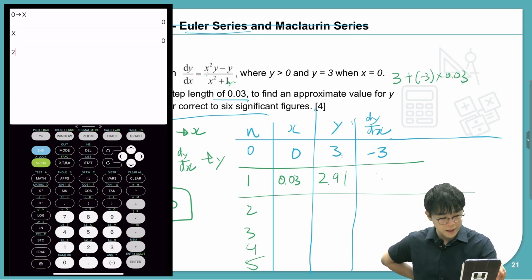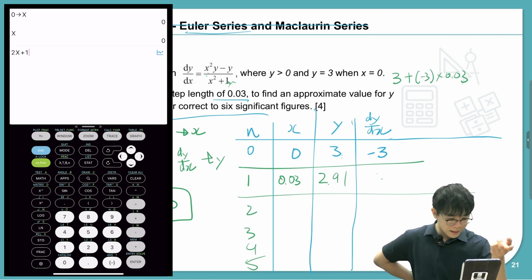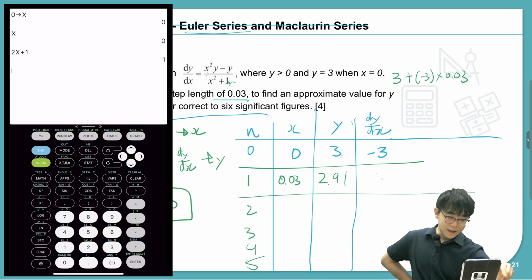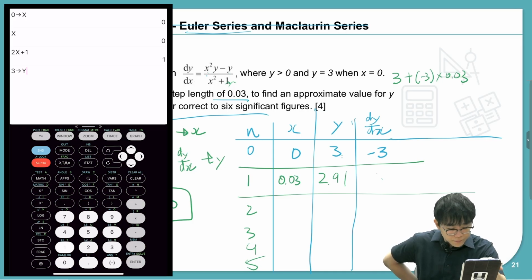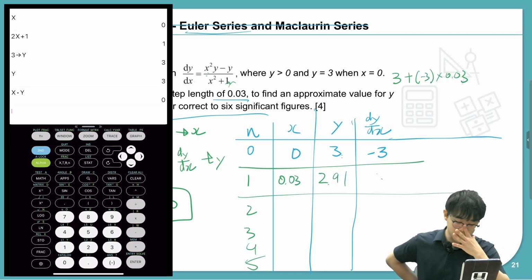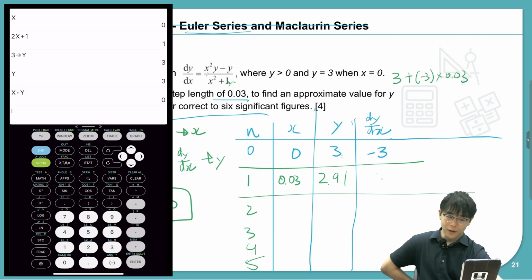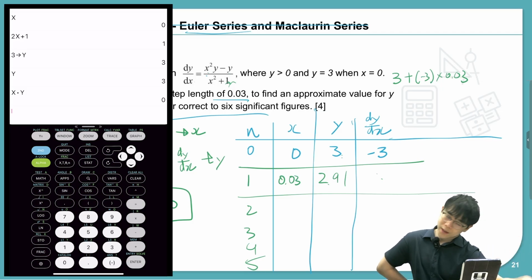So whenever I write x, it's going to know that I'm meaning a 0. So if I write 2x plus 1, right, that means I have 2 times 0 plus 1, so it's going to be a 1, right? And then I can store the value of 3 into my y. So I'm going to write, say, y right here. So whenever I write a y, I'm going to get 3. Okay, so if I have like x times y, that's going to give me a 0 because it's 0 times 3, right? So we can always update our stored values.